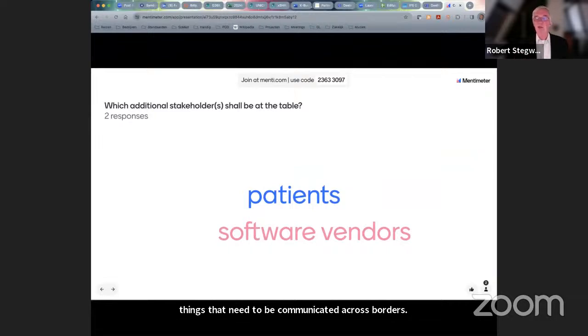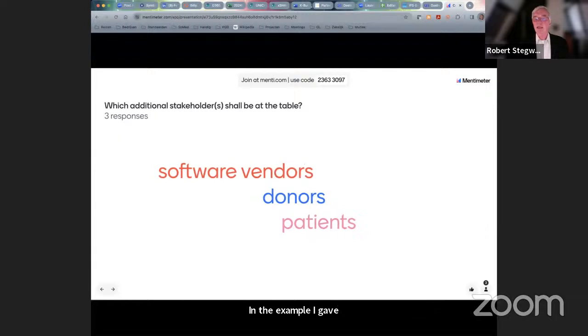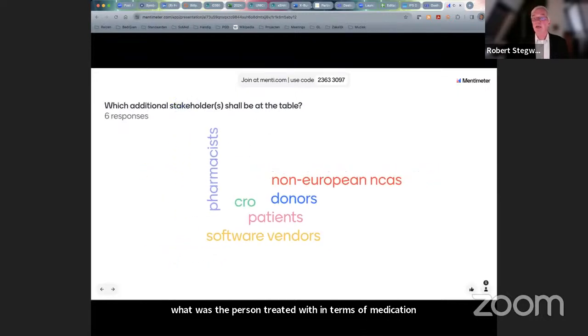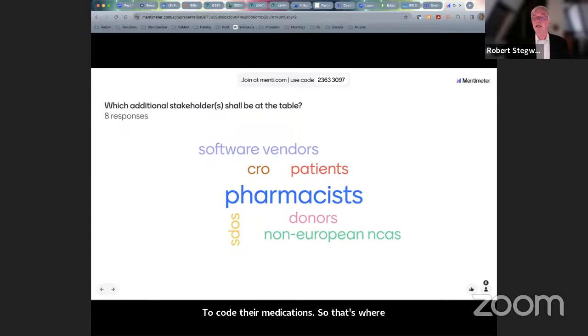In the example I gave with MHRA, you actually get both the code for what type of adverse drug event this was, what the reactions were, and what the person was treated with in terms of medication. And especially in the UK, DM+D is a SNOMED-based medicinal product dictionary. So they are using SNOMED, actually their national extension to SNOMED, to code their medications. So that's where SNOMED comes into play. And we see the same thing happen in other areas.